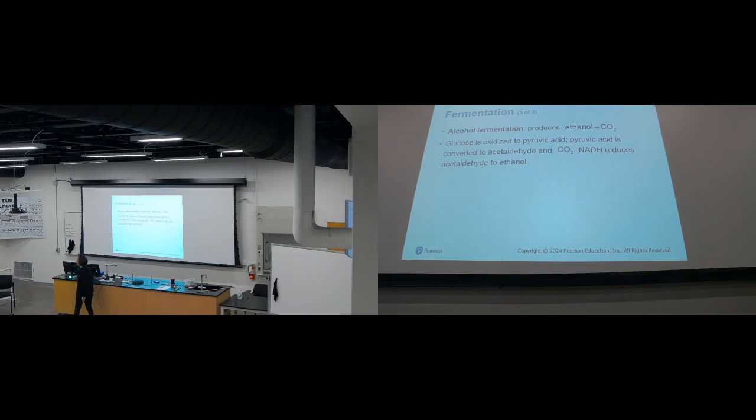Alcohol fermentation produces ethanol and CO2. So glucose, of course, will go through glycolysis to produce pyruvic acid, and then pyruvic acid will be converted into acetaldehyde and CO2, and then you will have NADH, which is going to donate its electrons and protons to reduce acetaldehyde to ethanol.